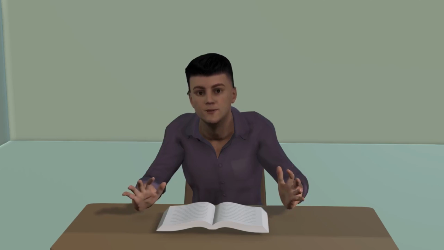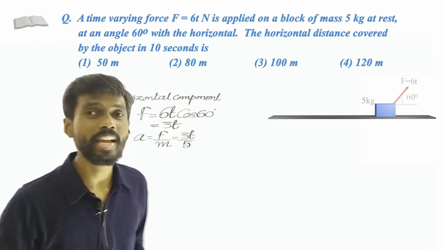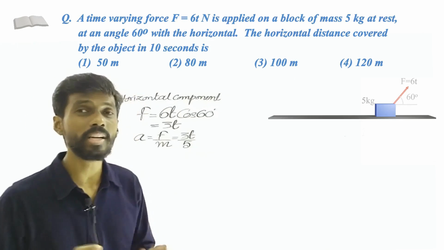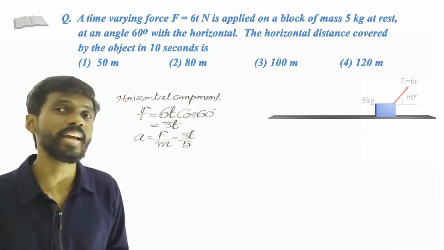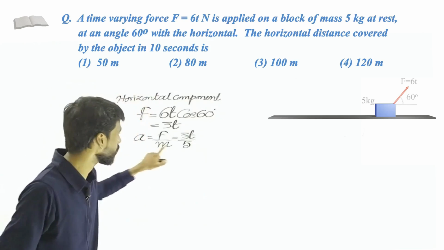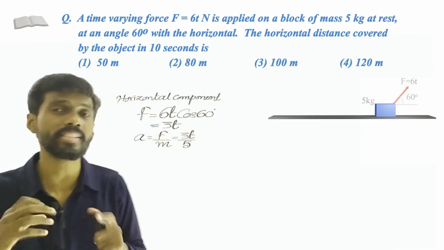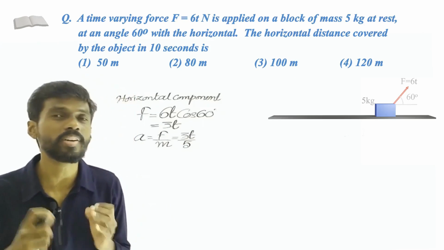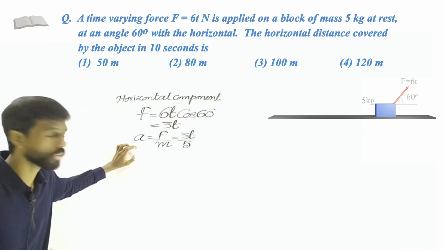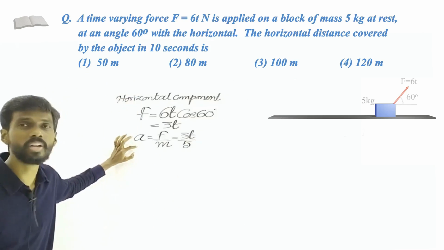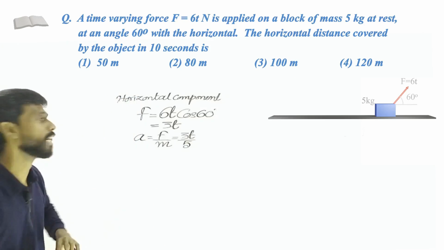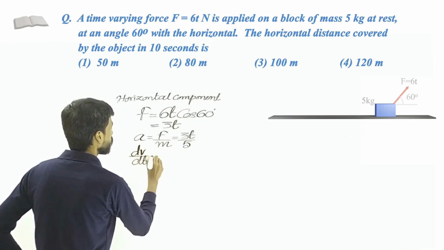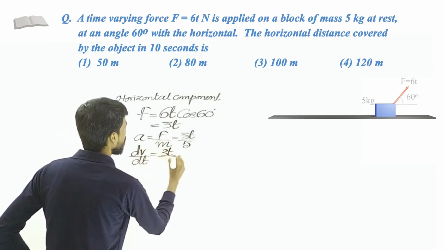How will you find the displacement using acceleration? S equals ut plus half at squared. All these formulae, S equals ut plus half at squared and V equals u plus at, work only for constant acceleration. But here the acceleration is variable, a time dependent acceleration, so we can't use that formula. So we have to use basic calculus, differentiation and integration. What is acceleration? That is the rate of change of velocity, so dv by dt equals 30t divided by 5.